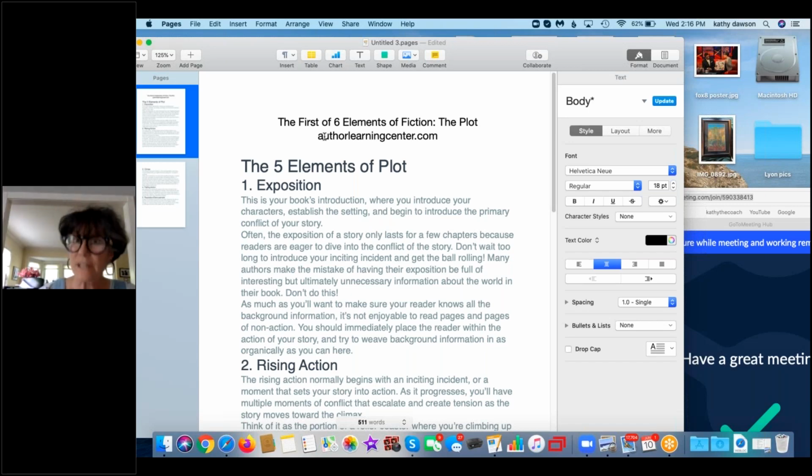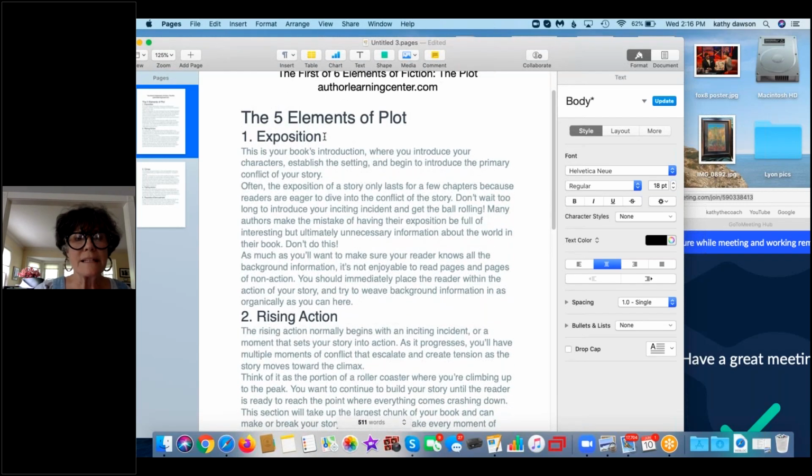elements of fiction. In reading books, there's nonfiction, there's fiction, there's poetry, but we're going to focus on fiction today. There are 6 elements of fiction. I'm going to talk about the first element, and with each successive lesson, we'll be adding another element. So, in the plot, which is one of the elements of fiction, there are actually 5 elements of the plot. So we're going to go over that.